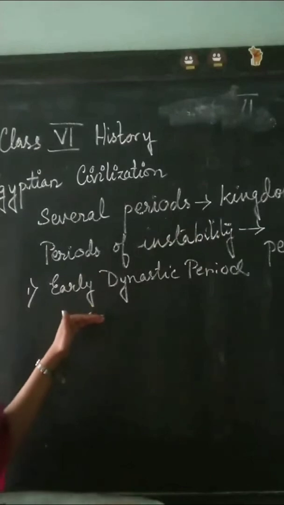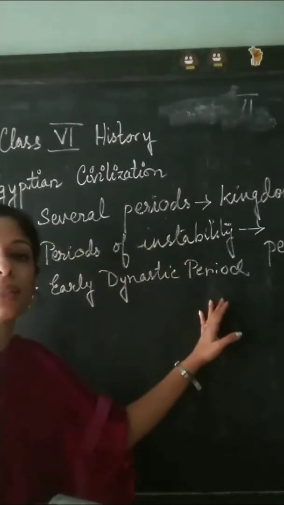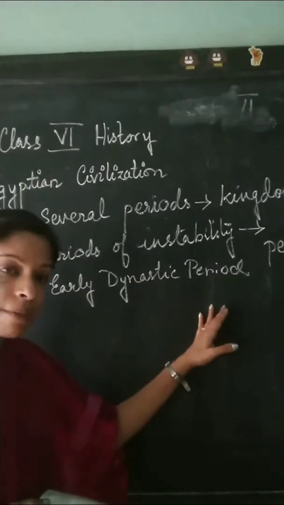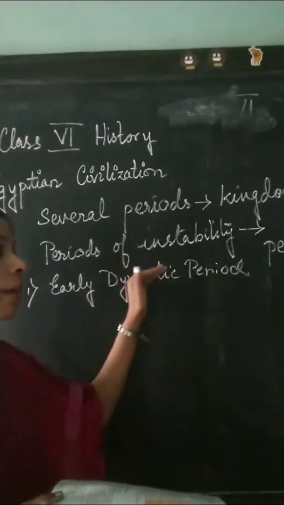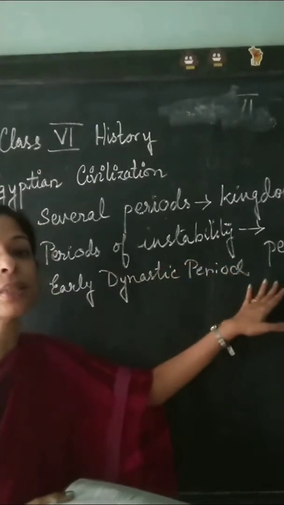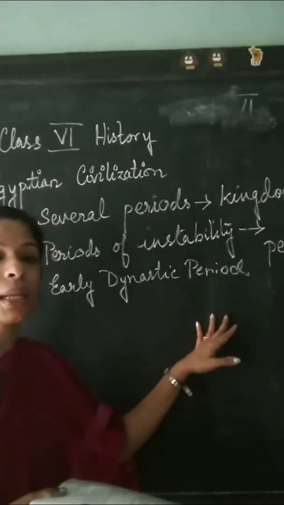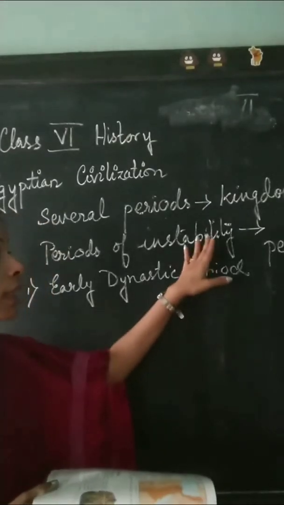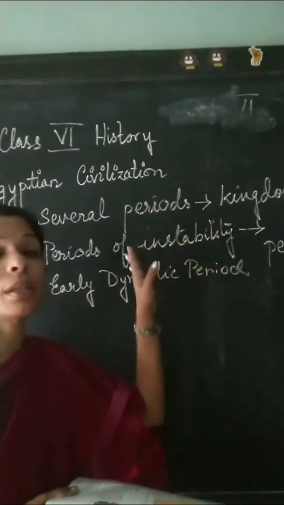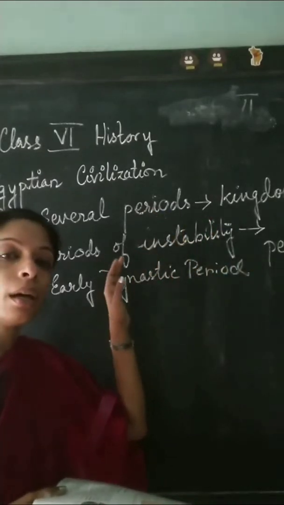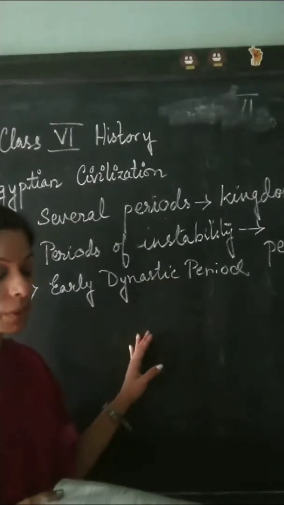Again I am repeating, the entire history of the Egyptian civilization is divided into several periods which are termed kingdoms. In between the kingdoms, we have the intermediate period, that is the period when there was no law and order or no stability in the life of the people. Because during the periods when there were kingdoms, the people had stability in their life, there was security of their life and property.